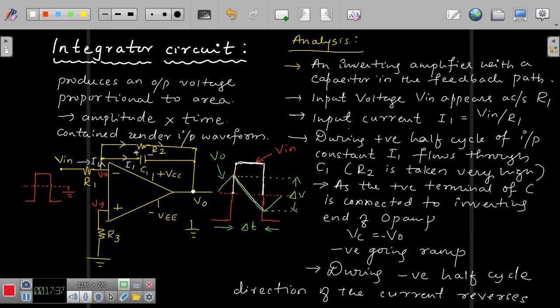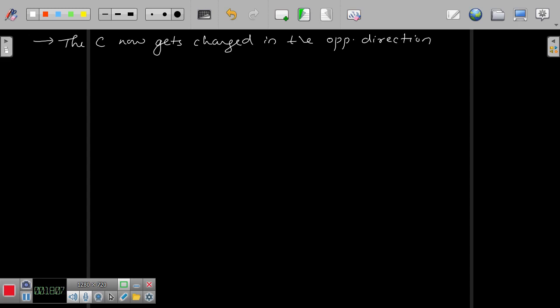During the negative half cycle, the direction of the current reverses, and what exactly should happen now? The capacitor should charge in the reverse direction, right? I will write in the other page. The capacitor now gets charged in the opposite direction. The capacitor now should get charged in the opposite direction. So definitely you will have a change in the voltage polarity.